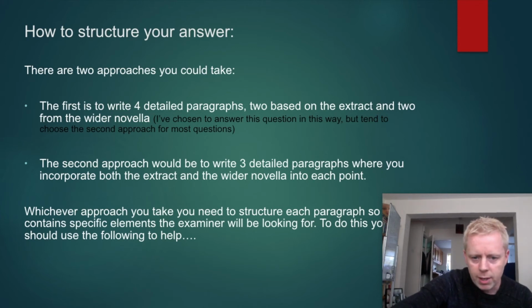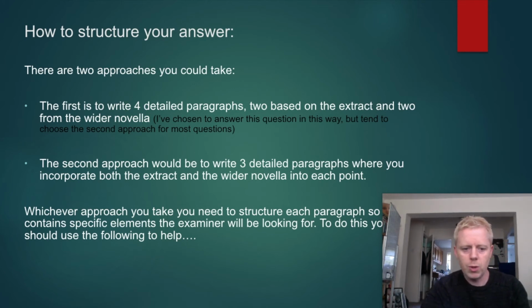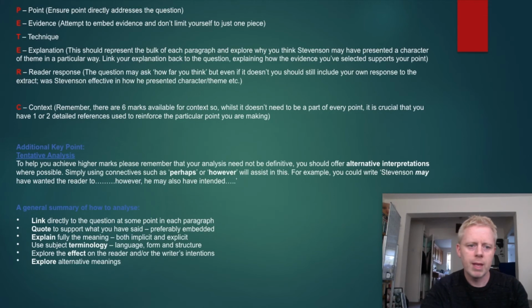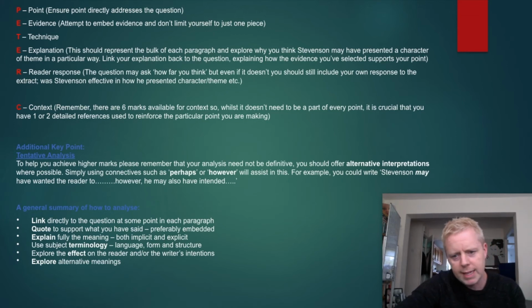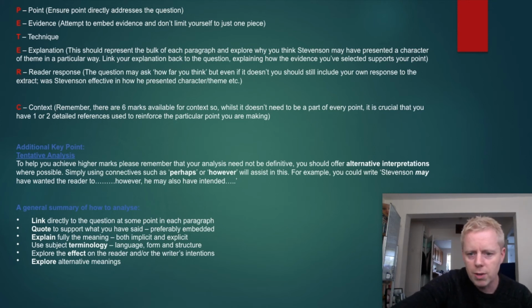But whichever approach you take, you need to structure each paragraph so that it contains specific elements the examiner will be looking for. To do this, you could or should use the following to help. Now, I'm not going to read through all of this. You can pause it and go through, but each paragraph should contain P to C. Now, you may have yours from school like Peel or PEAZ or Pete or whatever it is, but mine's P to C: point, evidence, technique, explanation, reader impact and context. Now, context I've kind of set aside a little bit because it's only worth 6 marks, which is 20%, so it doesn't need to appear in every single paragraph.